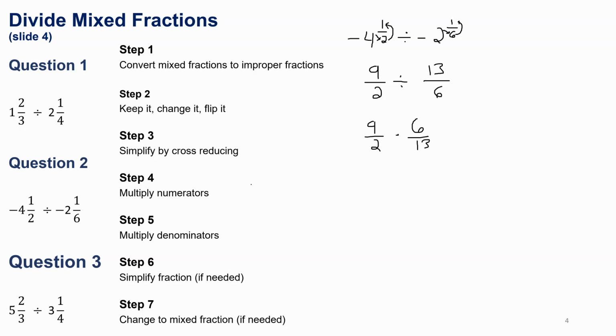From here, I'm going to simplify by cross-reducing. Well, in this case, I can't simplify 9 and 13. There's not a common factor, but I can simplify 2 and 6. 2 is a common factor for both. So 2 divided by 2 and 6 divided by 2. From here, I can rewrite this as 9 over 1 times 3 over 13.